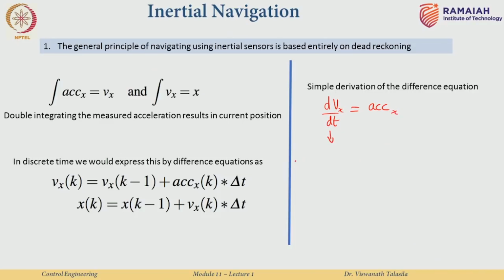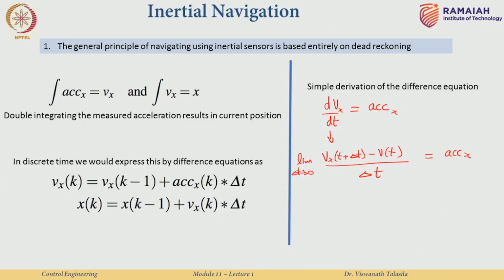This is nothing but the limit of [Vx(t + Δt) − Vx(t)] divided by Δt, which is equal to the acceleration in x. We know this from basic calculus, that the derivative is expressed as a limit as Δt tends to 0, and so on.